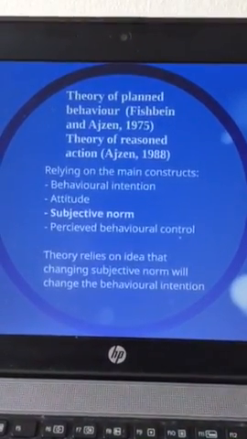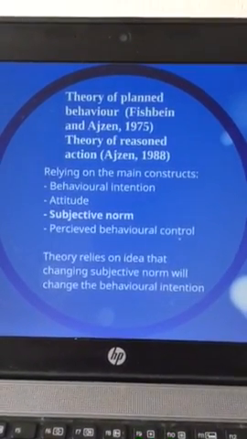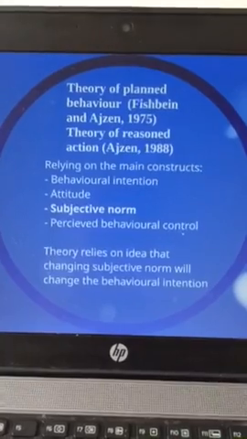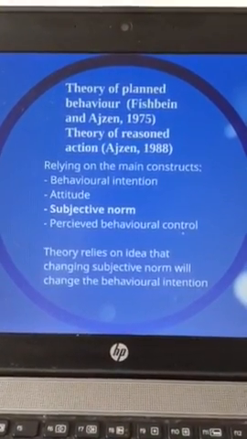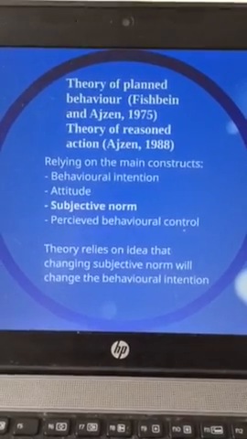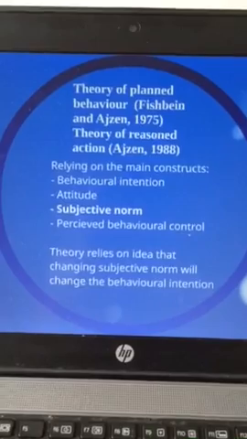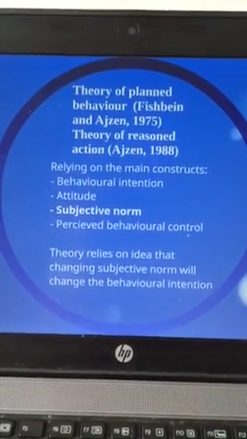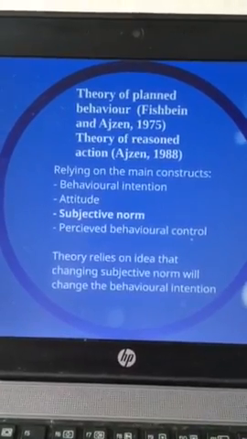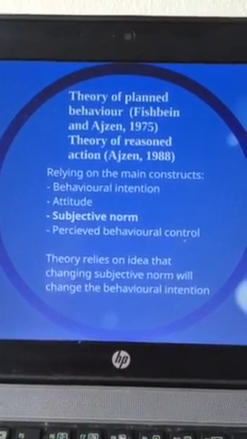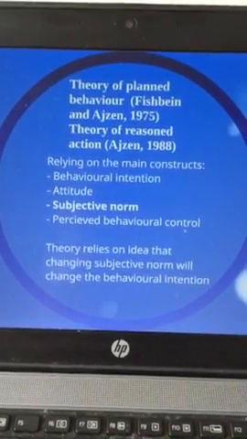This is rooted in the theory of planned behavior, which relies on the main constructs: behavioral intention, attitude, subjective norm, perceived behavioral control. So as you can note, subjective norm is only one of these components in the theory relying on changing behavior. Therefore, as you'll see as I present, this method is only attached to changing subjective norms, and to actually change behavior as per the theory, you'd need to touch on the other constructs as well.